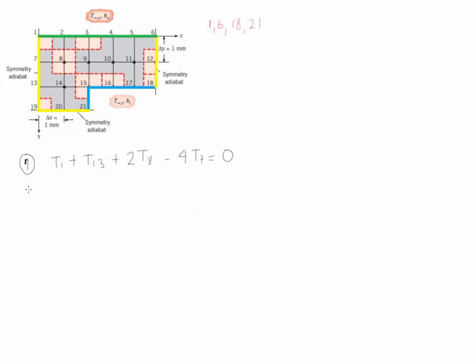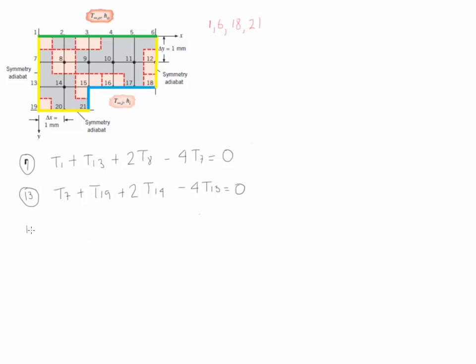In the same format, we write for 13, and we write the adjacent nodes are 7, 14, and 19. So we have T7 plus T19 plus 2 times T14 minus 4 times T13 is equal to 0.